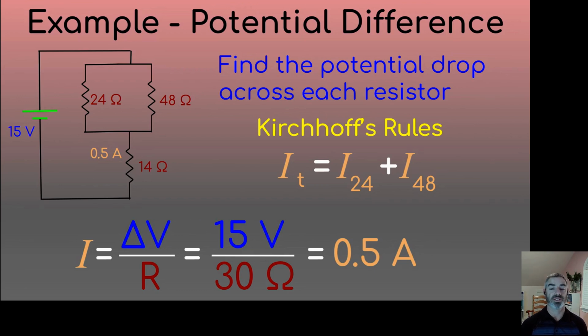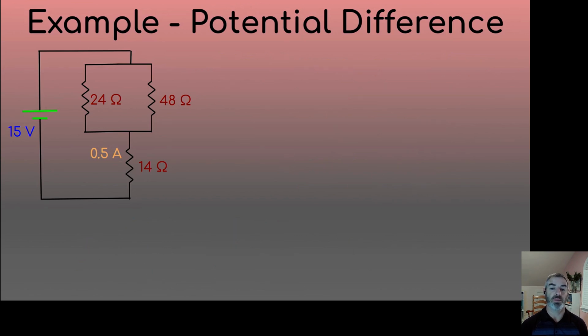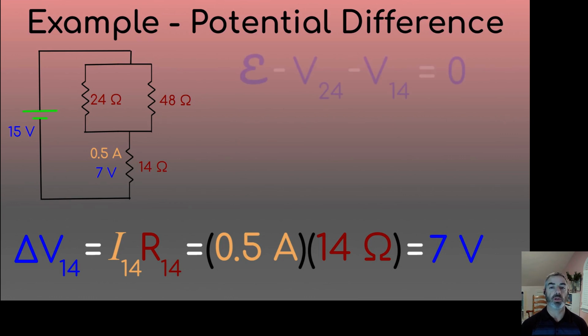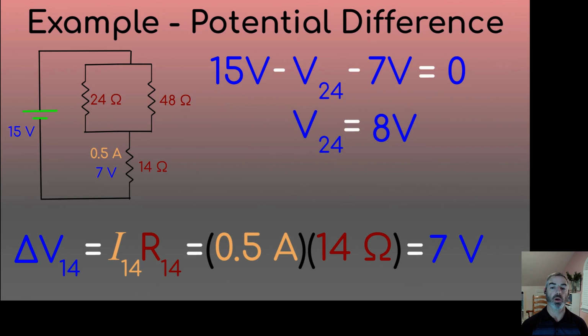And this is important because it's going to help us find the potential drop. So we can use Ohm's law again to find the potential drop, just doing I times R for the 14 ohm resistor. So I14 is 0.5 amps, and the resistance is 14 ohms, so that gives us a potential drop of 7 volts. So we know the current and potential drop across the 14 ohm resistor. Now we can use our loop rule equation and substitute values in. We know that the EMF of the battery is 15 volts and the 14 ohm drops 7 volts, so that gives us a total of 8 volts being dropped across the 24 ohm resistor.